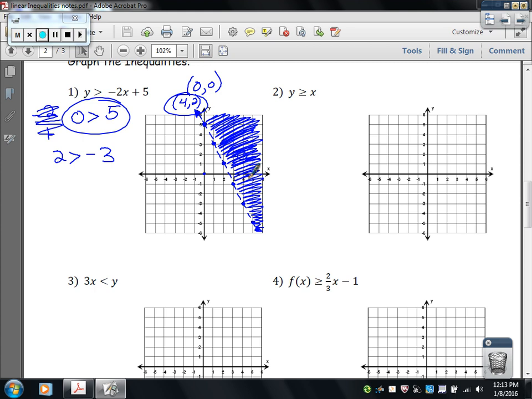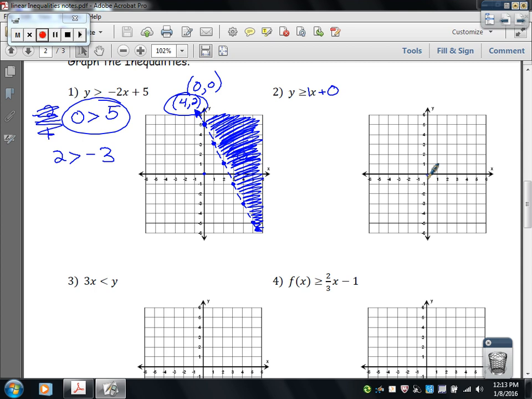Let's do the second one. And you're going to have a lot of questions. That's okay. But we're going to do lots of examples, and you're going to hopefully have it by the end. This one looks a little bit different, but actually this guy is in slope-intercept form as well. What is my slope here? 1. And what's my y-intercept? 0. It's 0. There's an invisible plus 0.